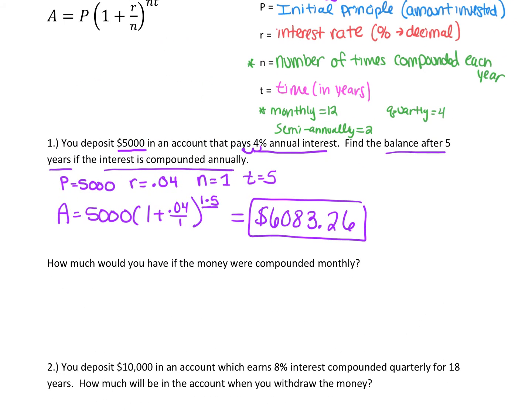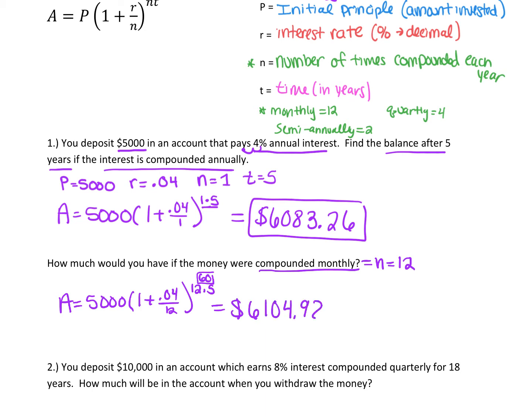How much would you have if it was compounded monthly? So now we're going to use all the same variables. I'm just going to change my N. So it's going to be 5,000 times 1 plus 0.04 over 12. And then I have 12 times 5. So now my exponent is going to be 60. So when I type that in, I'm going to change that to a 60. So 5,000 parentheses 1 plus 0.04 divided by 12 to the 60th power. And I would get $6,104.98.